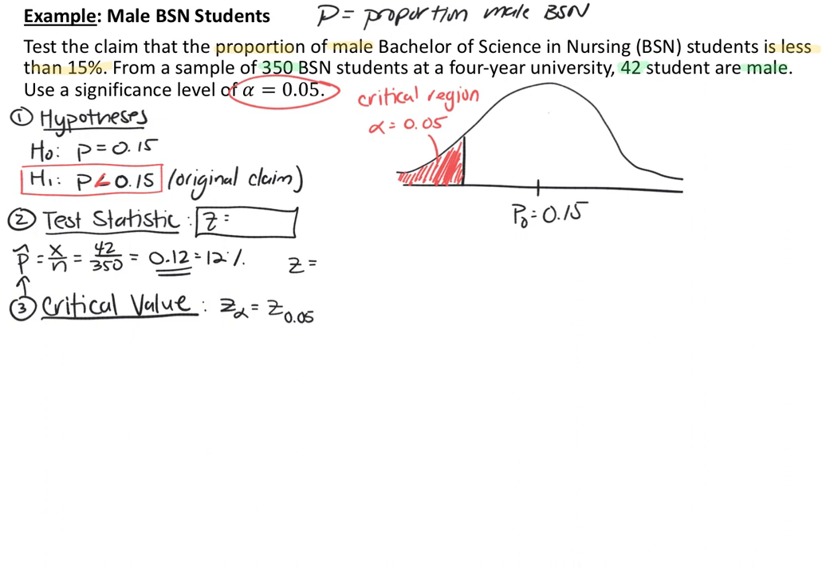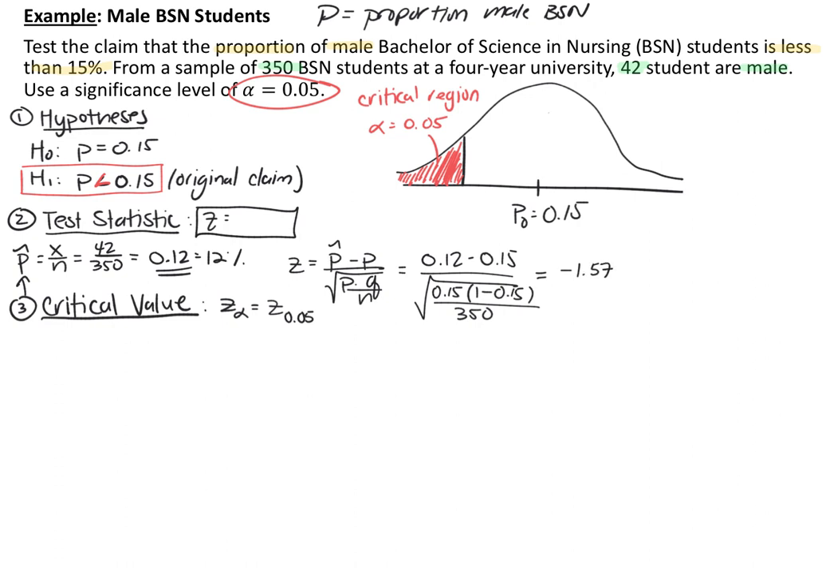If you're using formulas, the formula to calculate that test statistic is p-hat minus p, divided by the square root of p times q over n. Here our p-hat value is 0.12, p is 0.15, and q is just the complement of p, which means 1 minus 0.15, and then let's divide by our sample size of 350. Because this is a z-score, I'm going to take it out to 2 decimal places, and that gives me negative 1.57.